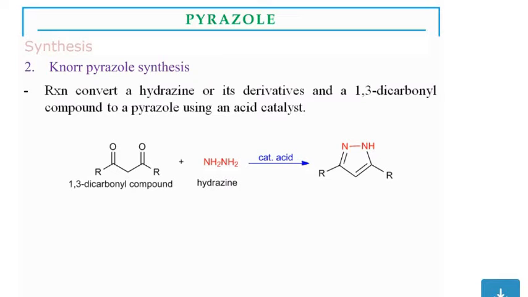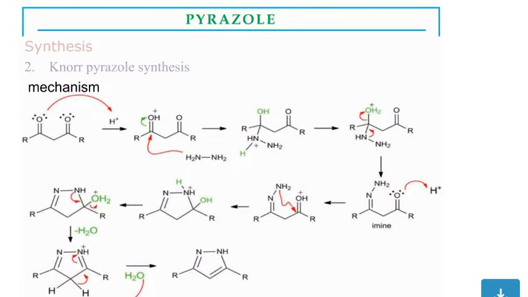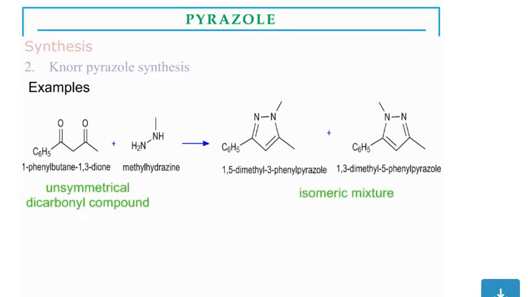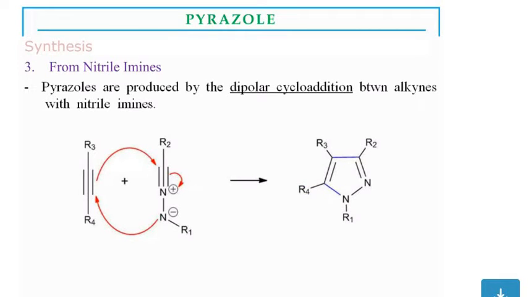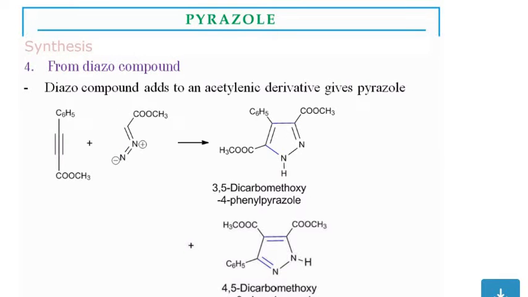Now pyrazole synthesis: you can see the reaction with hydrazine and a 1,3-dicarbonyl compound gives the pyrazole. You can see the steps of pyrazole synthesis. You can also see that an unsaturated carbonyl compound will give two isomeric structures. Now, pyrazoles are also produced by dipolar cycloaddition between an alkyne and a nitrile imine. So from a diazo compound, you will get the pyrazoles.